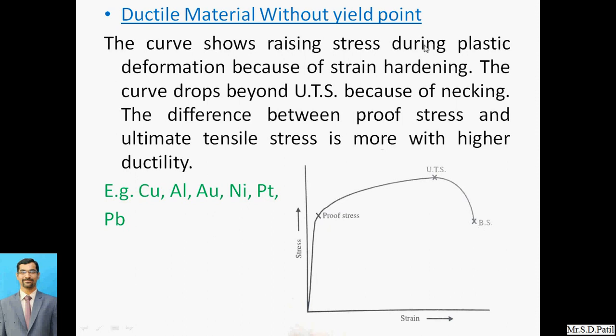The curve shows the rising stress during the plastic deformation because of strain hardening, and the curve drops beyond UTS because of necking. So neck formation will be there. The difference between proof stress and the ultimate tensile stress is more with the highest ductility. If the ductility is higher, it gives a larger difference between the proof stress and ultimate stress.